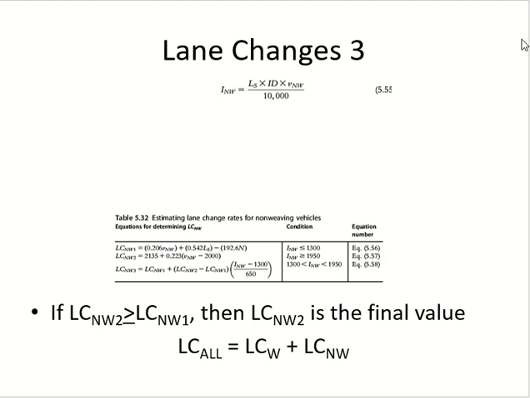For the non-weaving people, we have 3 possibilities. These people are just trying to avoid the ramps and the disturbance. Which of these equations I will use depends upon the intensity of non-weaving. INW is the intensity of non-weaving: LS times ID times the flow of the non-weaving people divided by 10,000. You can calculate this value and then you will know which equation to use.